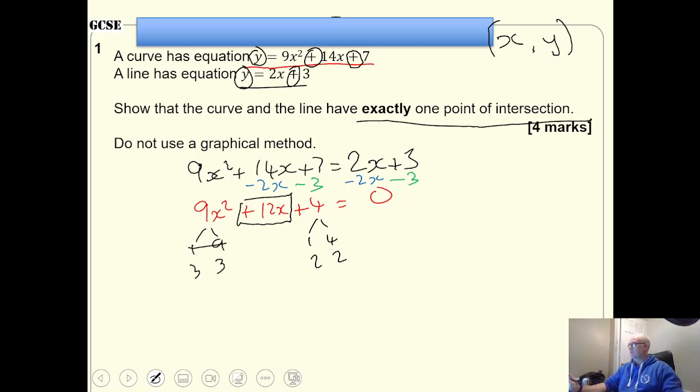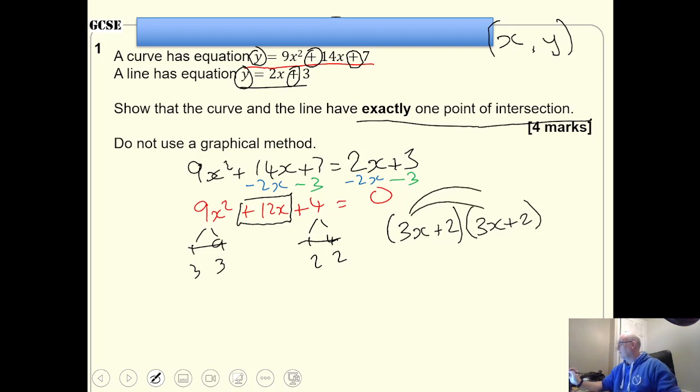3 times 4 is 12, 3 times 1 is 3. Add that together gives me 15, so that's not going to work. So it leaves us with 3 times 2, 6, and 3 times 2, 6. Add it together gives me my 12x. So let's write it out in full: 3x plus 2, 3x plus 2.